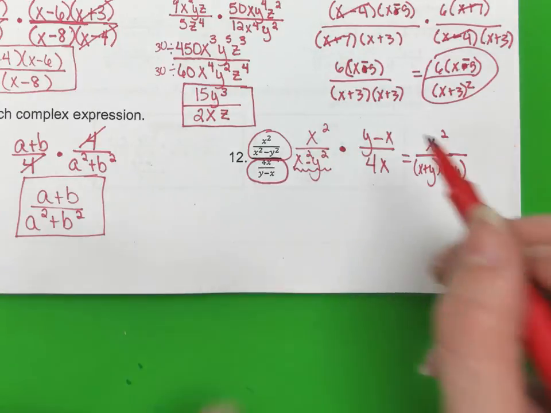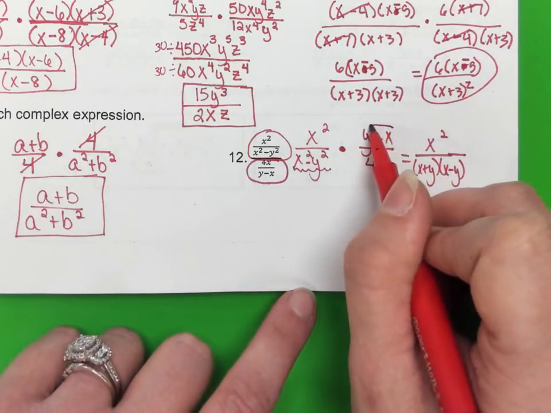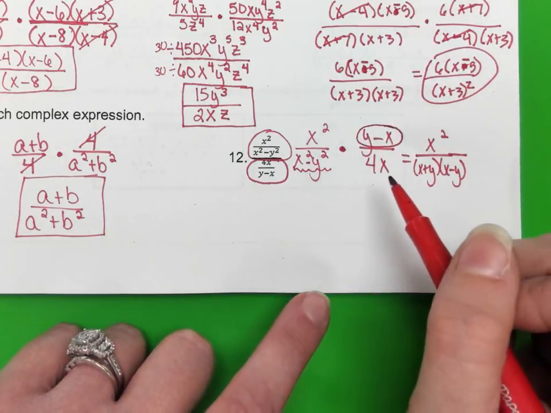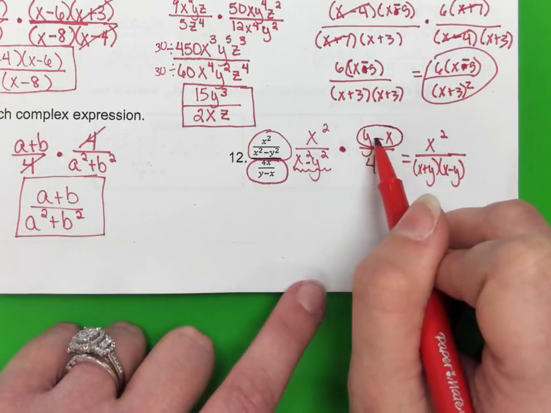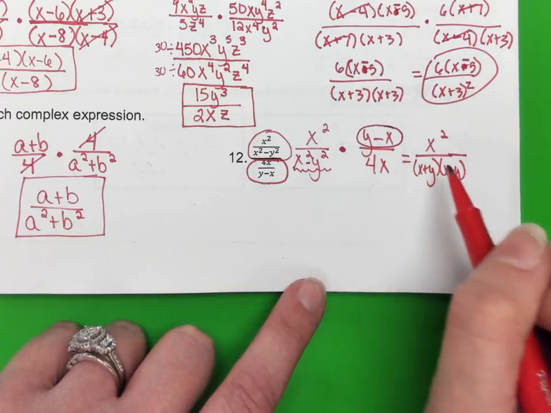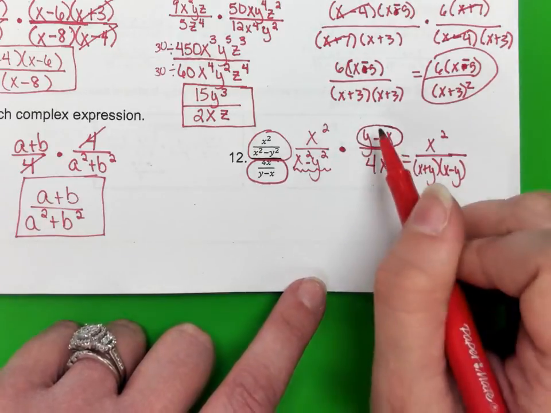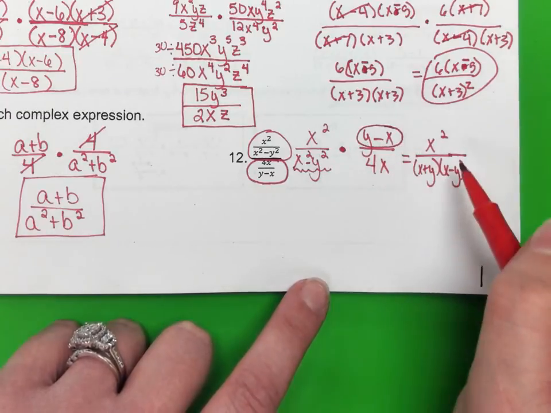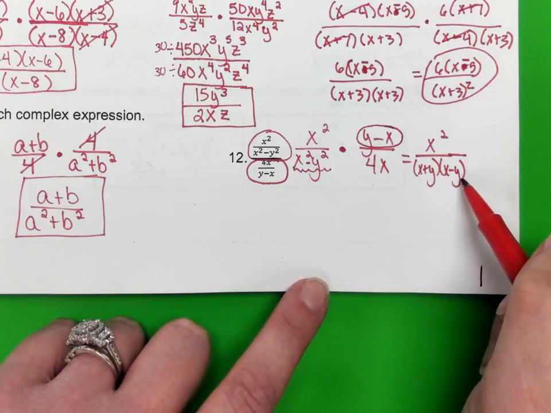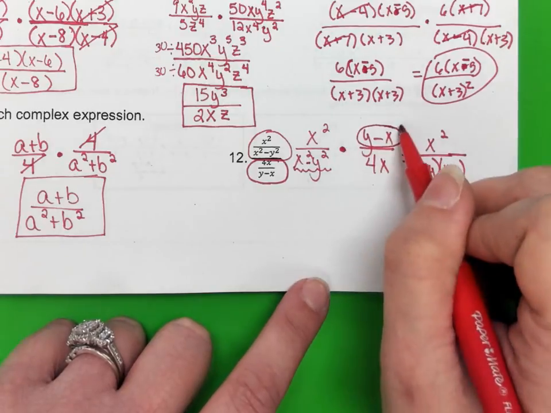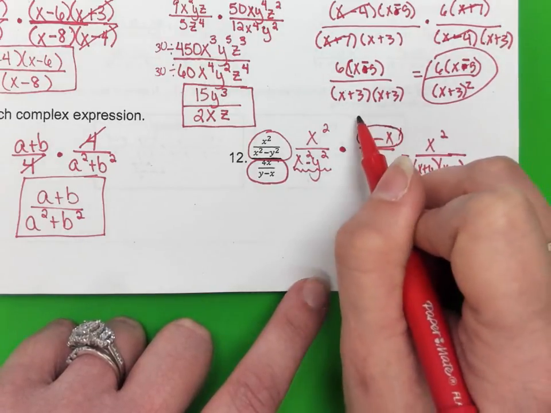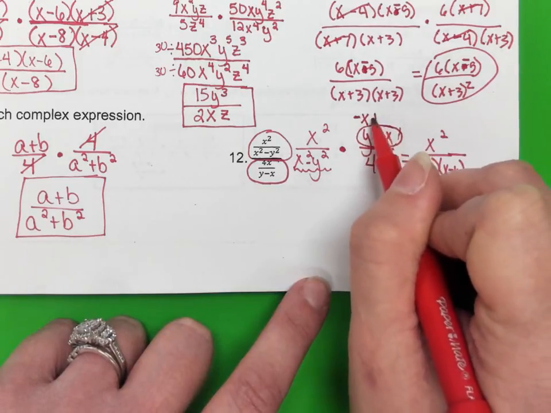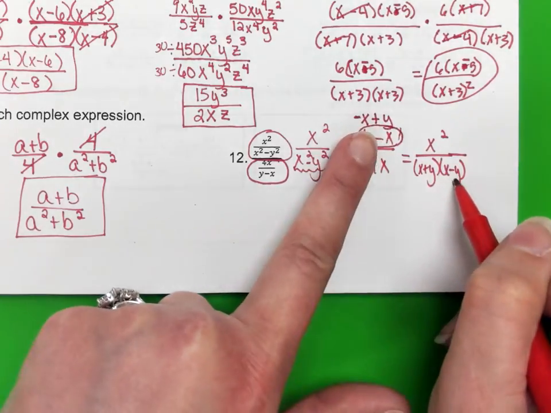Now, this has to be rewritten before I can cancel things out. What is wrong with y minus x? And why can I not cancel it with x minus y? It's not in the right order. What kind of x is this? That's a negative x. What kind of y is this? Positive. Do you see now how they're not the same?